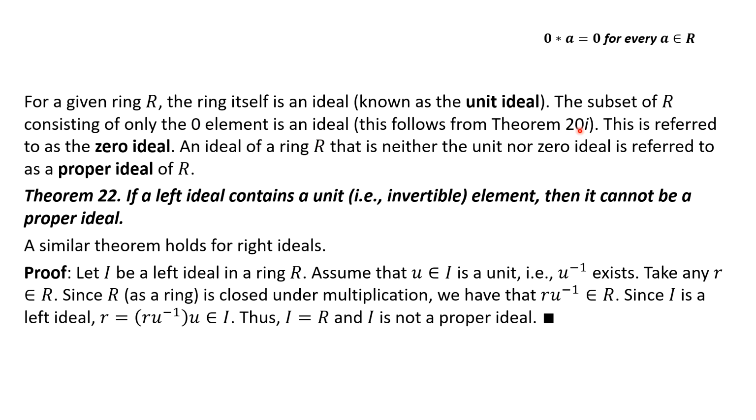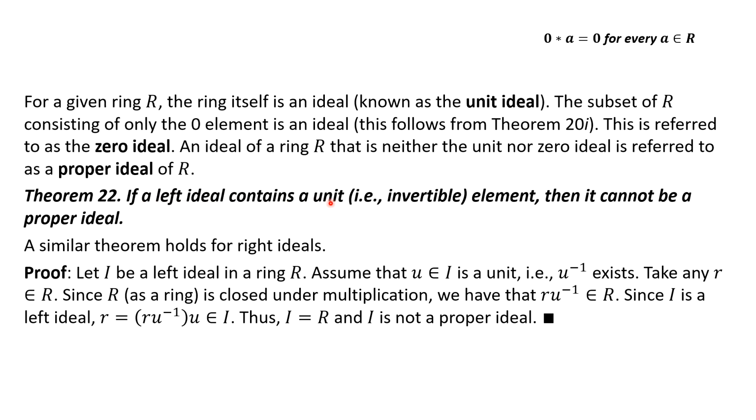This follows from theorem 20I, which I've proven in a previous lesson, but I've copied the result up here for you. It's just saying 0 times any element from your ring R is 0 again, so you just generate the set with 0 in it. That's known as the zero ideal. Not very interesting, nor is the unit ideal. An ideal of a ring that is neither the unit nor the zero ideal is referred to as a proper ideal of R. We have a theorem related to that.